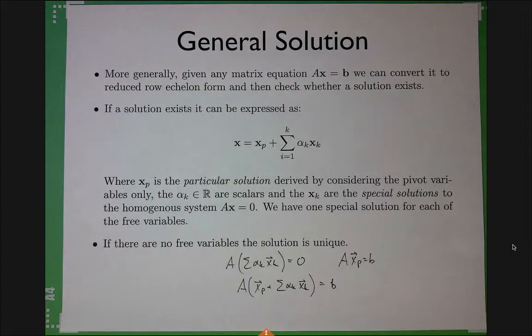Maybe I will do one example, because there is still the question, how do we tell if it even has a solution or not, right? And the way we tell is, again, just by using the Gaussian elimination, just by reducing the matrix to the reduced row echelon form. So let me do an example to explain this.